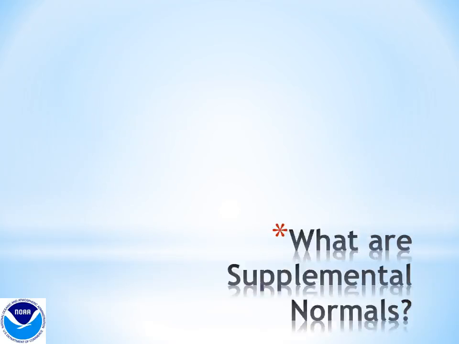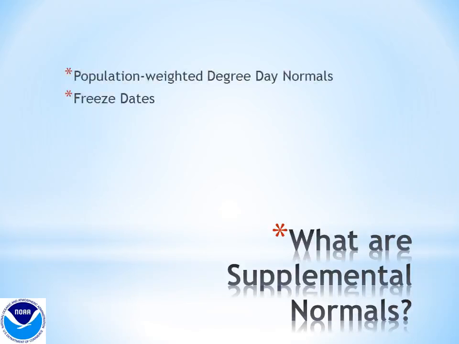Supplemental normals include all the other normals calculated by NCDC that are not released with the core normals. These normals include population-weighted degree day normals and freeze dates. Many of these normals were not released until later, as further data was needed for the calculations. For example, the population-weighted degree day normals were calculated when the U.S. Census Bureau released the final population numbers.